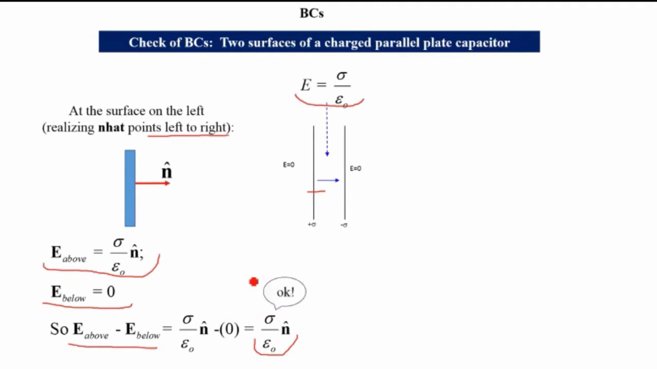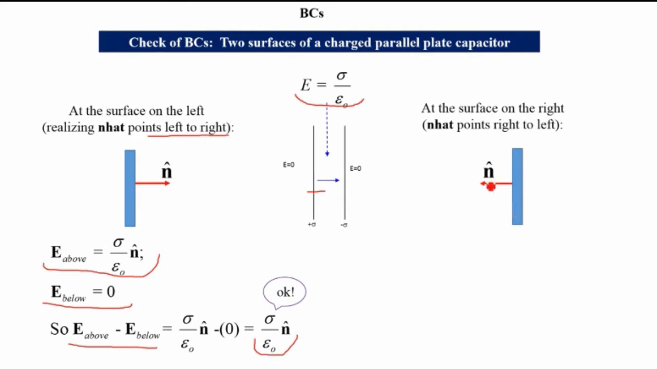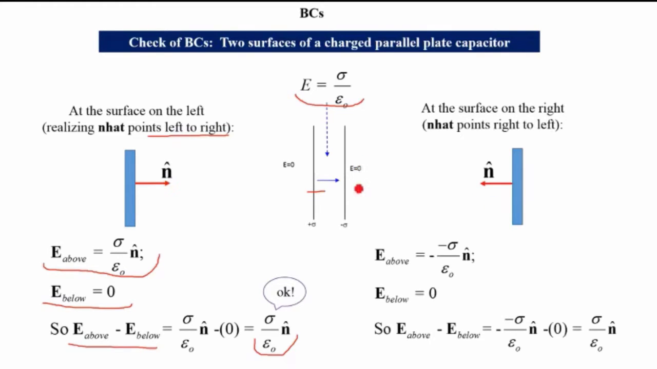That's okay. So we can do the same thing over here. We just change the direction of n hat, and we still have 0 in this part of the system. So here's E above, and it goes in the minus direction, and it has a minus sign because of the charge. The charge is negative. When we take the difference, so we take E above minus E below, we end up with the same thing. So we have sigma over epsilon naught n hat. You can see then that very special cases are easy to work out, and you can see that the boundary conditions work. So that's okay too.